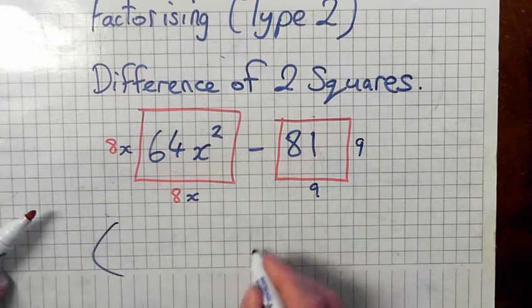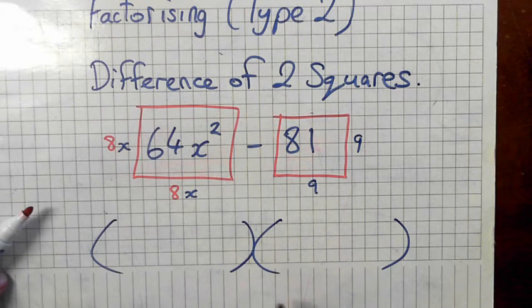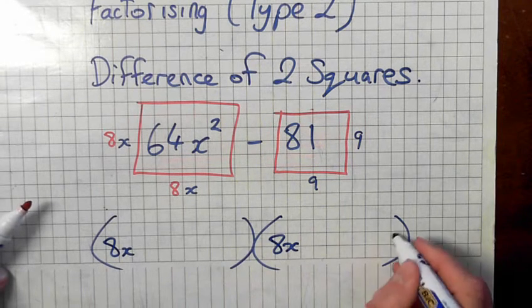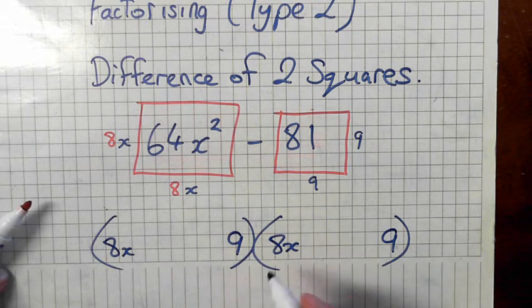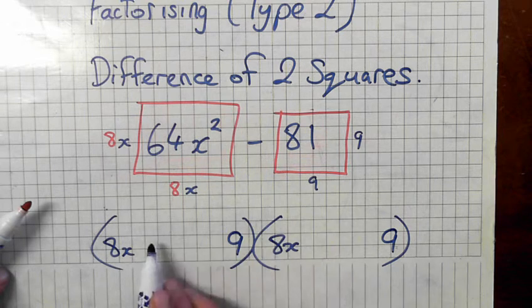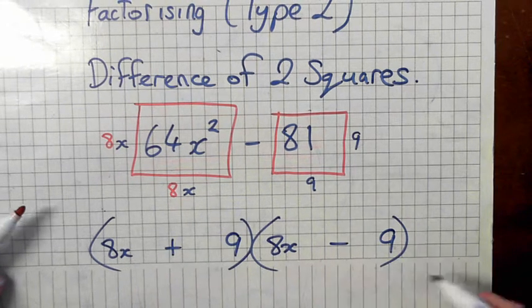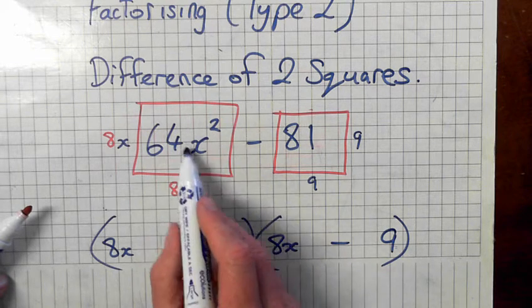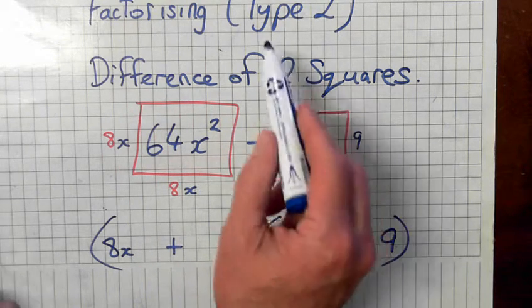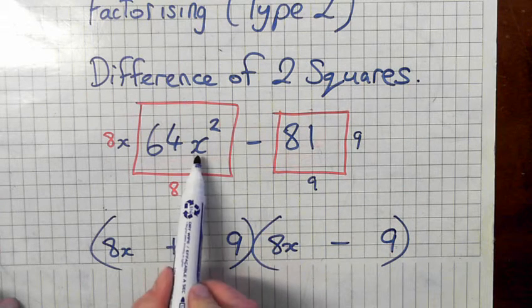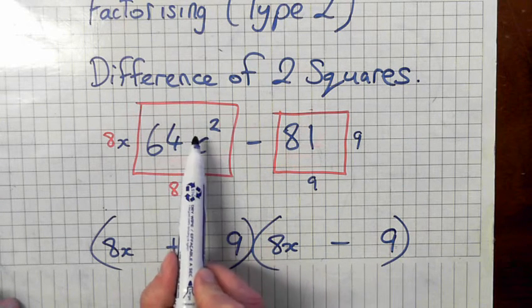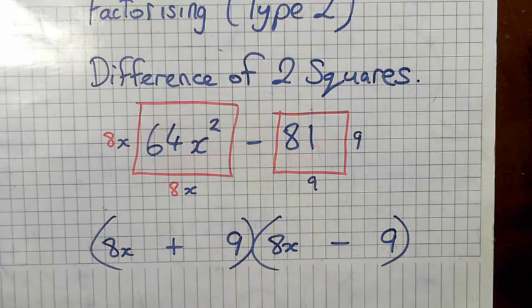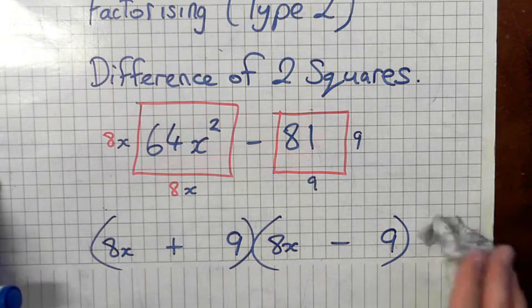Now to finish off the sum, all I need is my two brackets. I need 8x here, 8x here. I need 9 and I need 9. To get a minus, I need a plus times a minus, or a minus times a plus. If I multiply these two factors by each other, I will get 64x squared minus 81. Remember, this is type 2. There is an x squared, there is an a part of the quadratic equation, and there is a c part, a number, otherwise known as the difference of two squares.